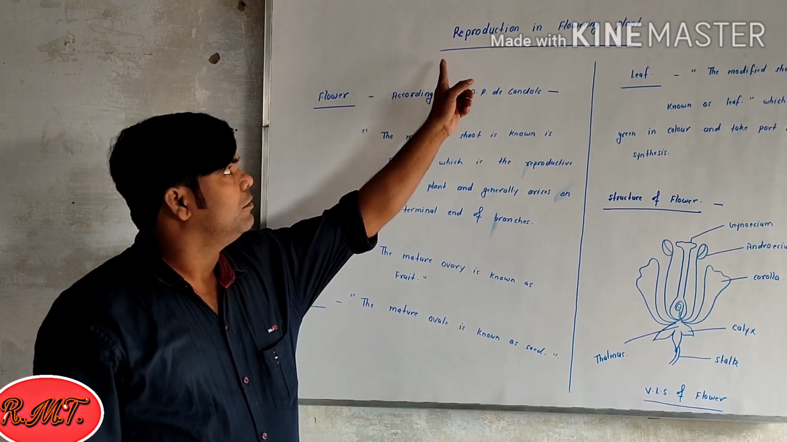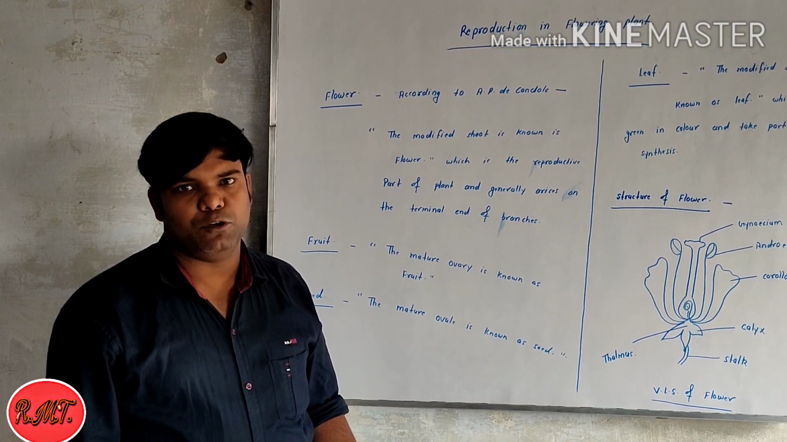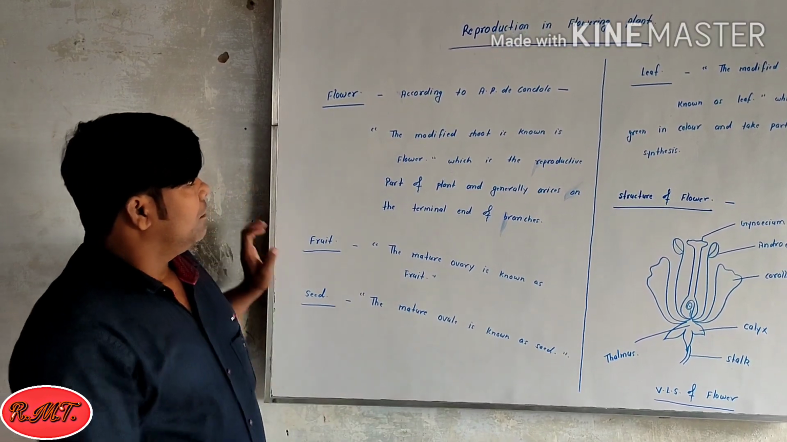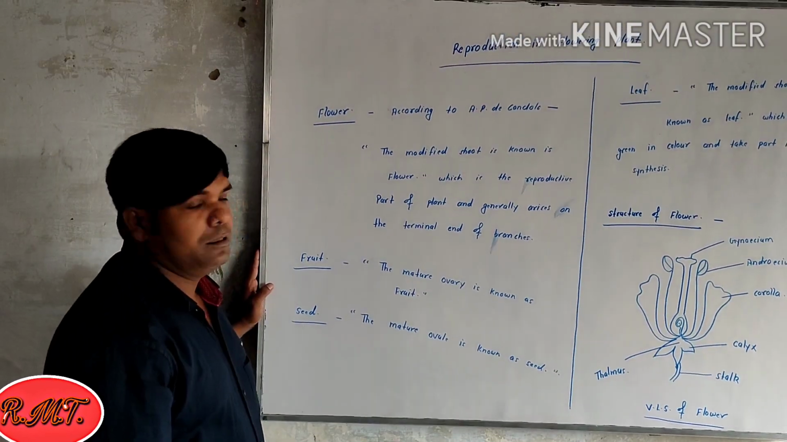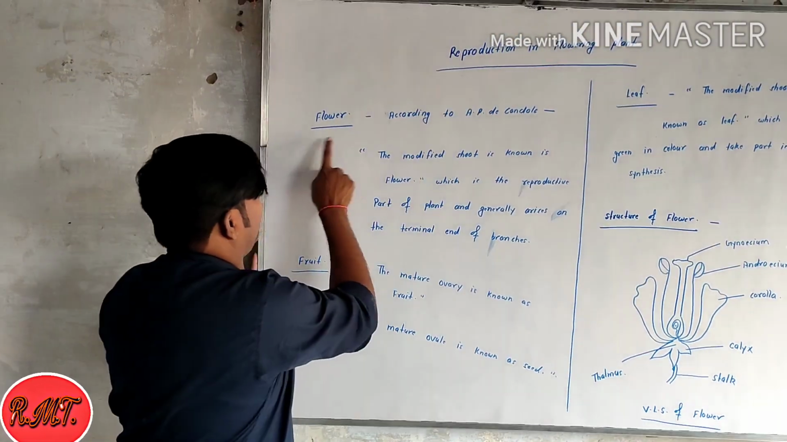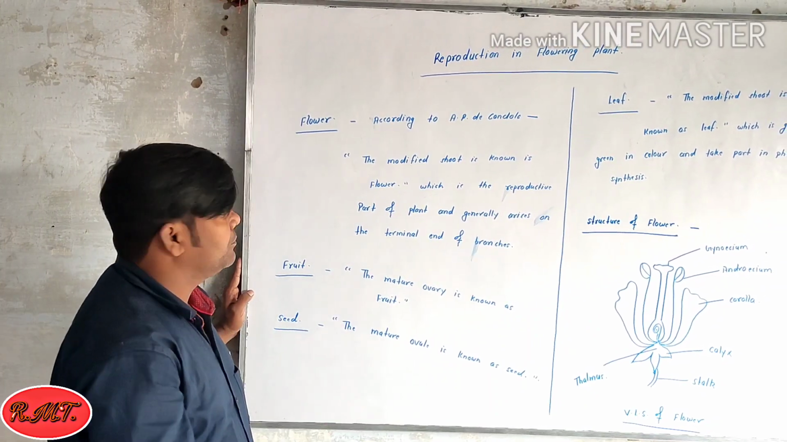Study about reproduction in flowering plants for the class 12 CBSE board. The chapter name is reproduction in flowering plants. Now first of all we study about the flower. So how can we define the flower?